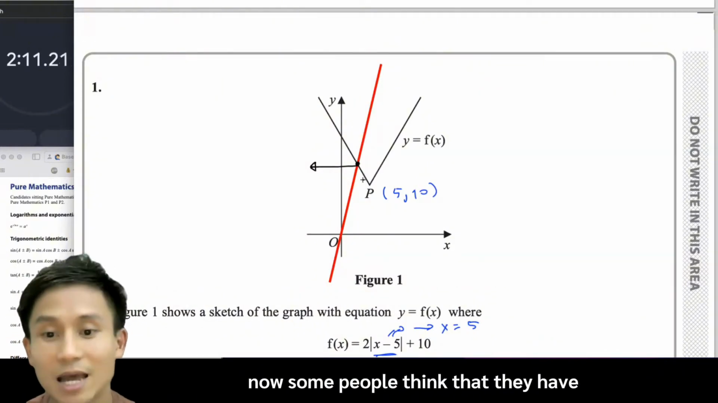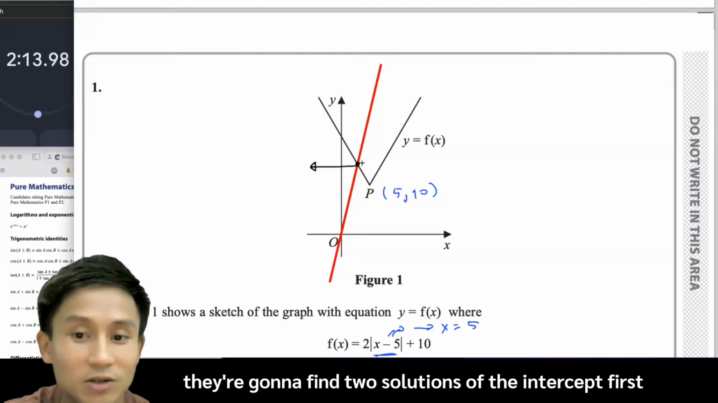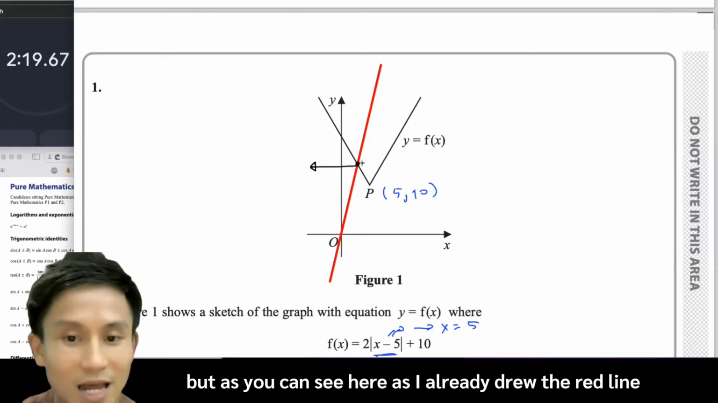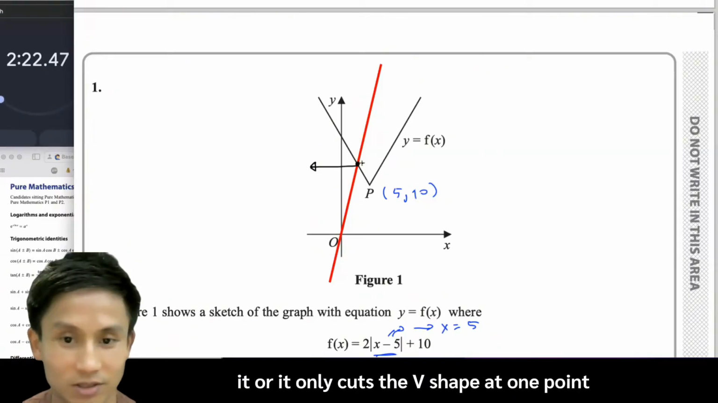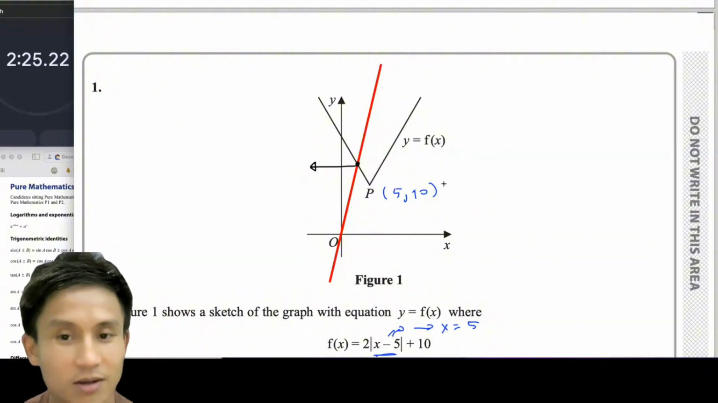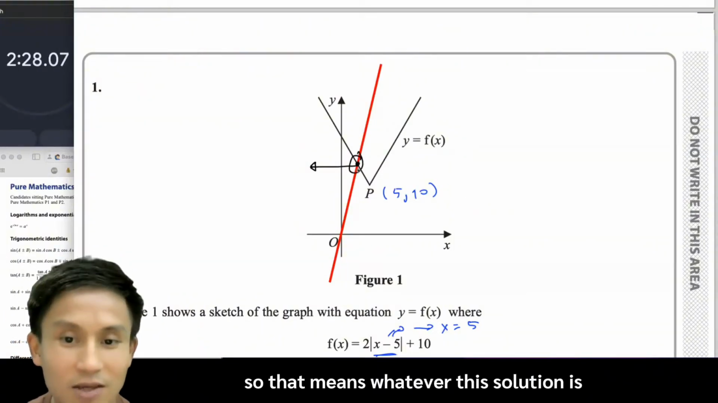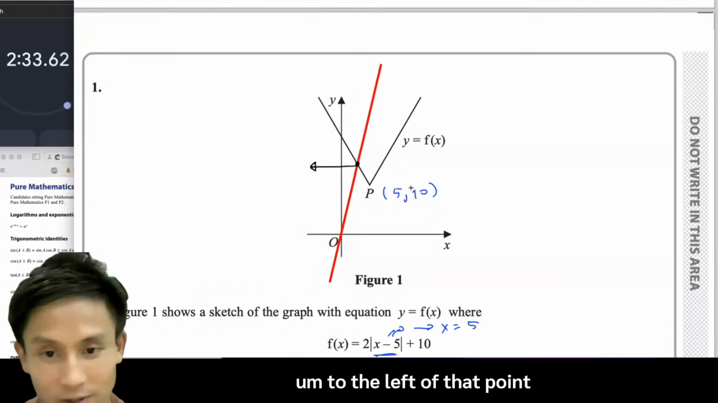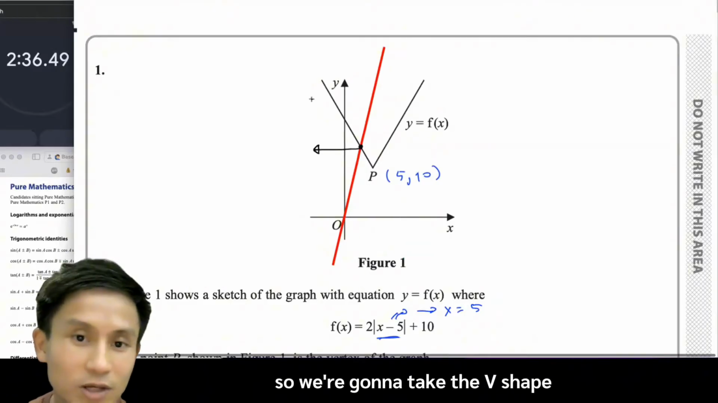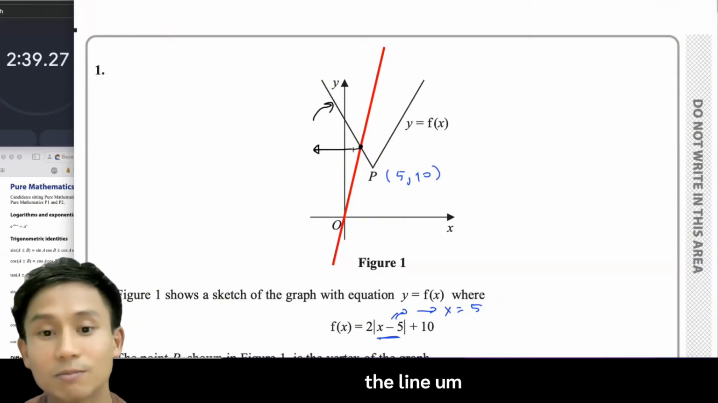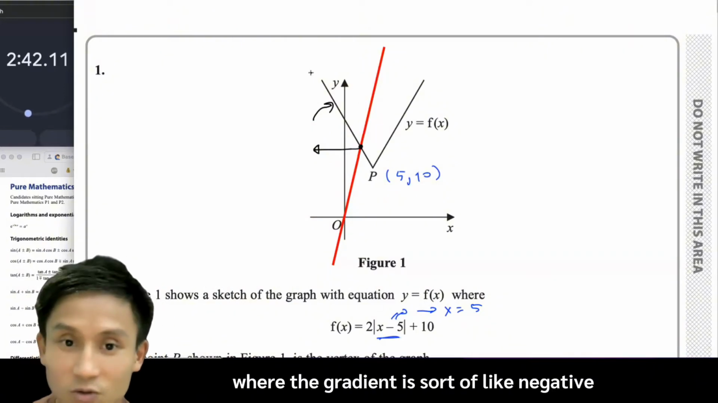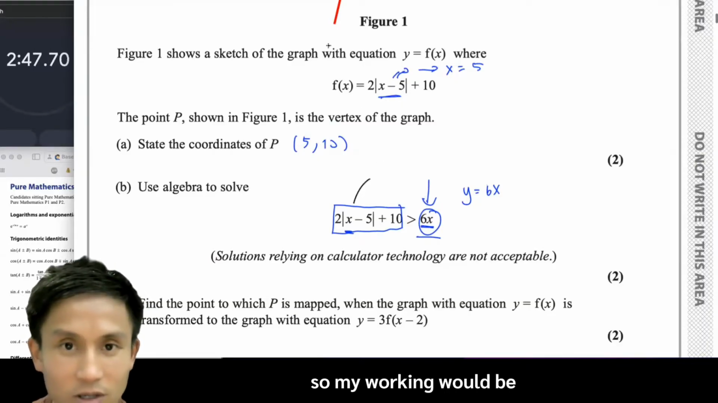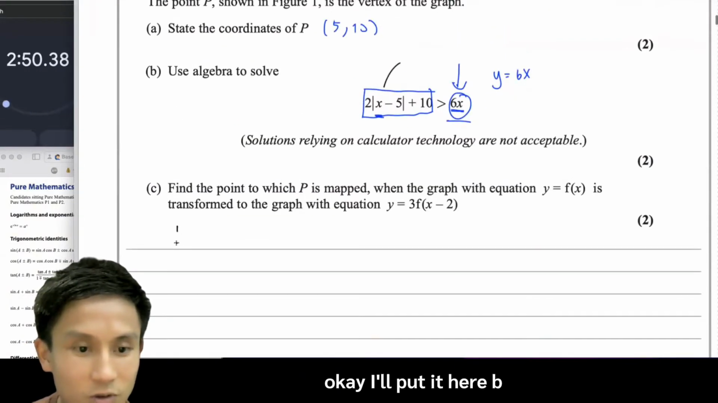Some people might think they're going to find two solutions of the intercept first. But as you can see here, as I already drew the red line, it only cuts the V shape at one point. So whatever this solution is, we're going to answer the range to the left of that point. So we're going to find a solution here first. We're going to take the line of the V shape where the gradient is negative. So my working would be, let's say, B.